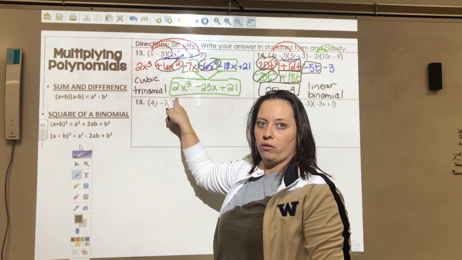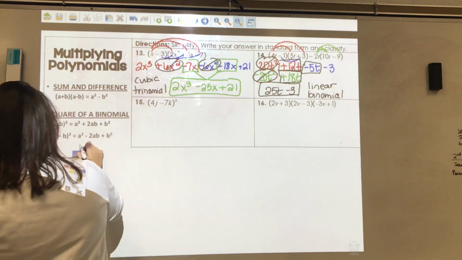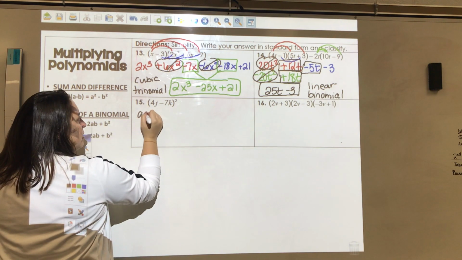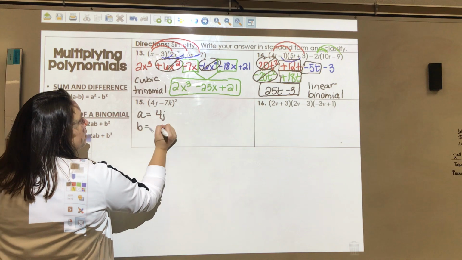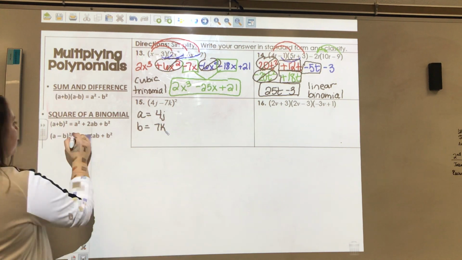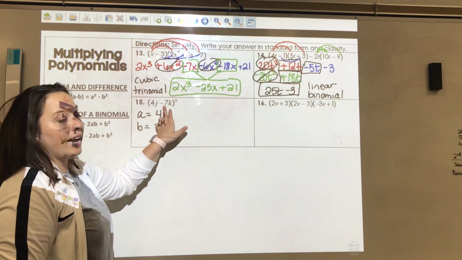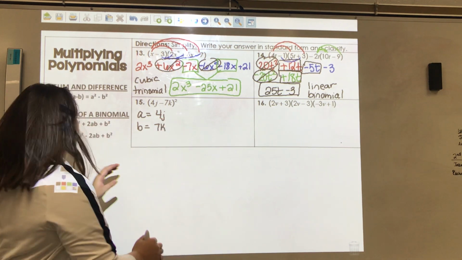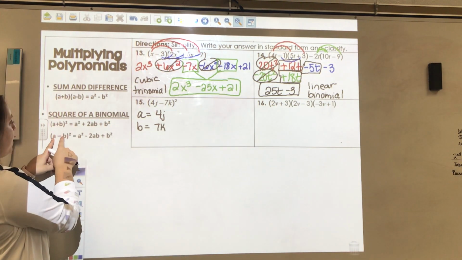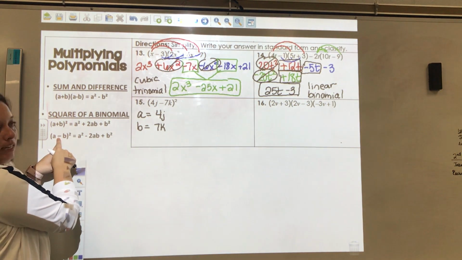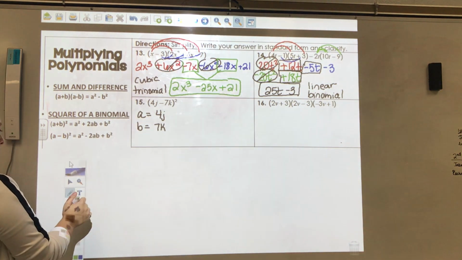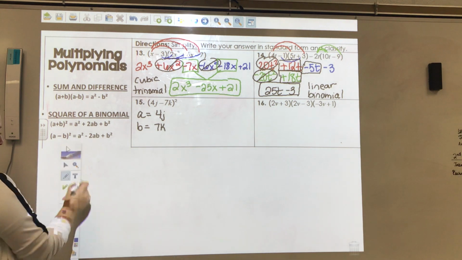A minus b squared. So therefore, that means our a is 4j and our b is 7k. Notice I'm not saying b is negative 7k because a is what's on the left, b is what's on the right. The negative is already part of the equation. You don't have to add that negative. Okay, so now all we have to do is just plug and chug.